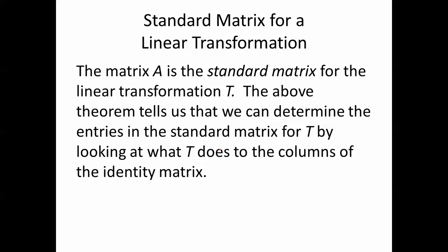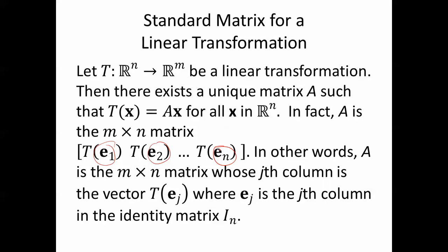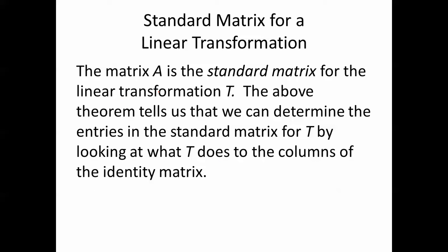The matrix A that we just talked about is the standard matrix for the linear transformation. In other words, it's the matrix A such that T of x equals Ax. The above theorem tells us that we can determine the entries in the standard matrix for T by looking at what T does to the columns of the identity matrix.